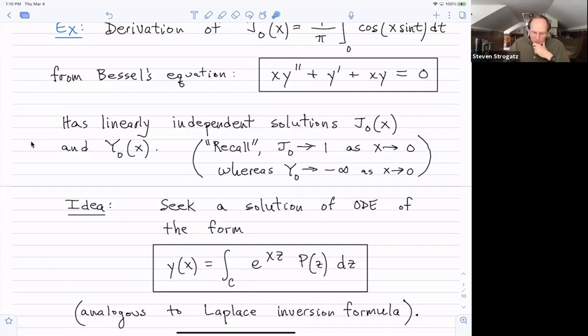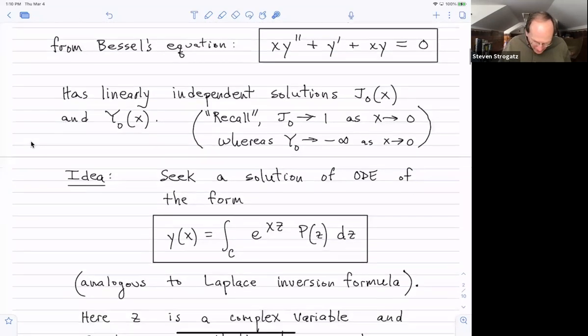And if you wonder where such a guess would come from, I mean, where would we ever think of such a thing? If you've studied Laplace transforms, you would know that the Laplace inversion formula looks a little bit like this, an integral around some contour, something that looks like an e to the xz, and it's usually written e to the st. But anyway, it's the same kind of idea. So let's just try a guess of this type and see that it works.